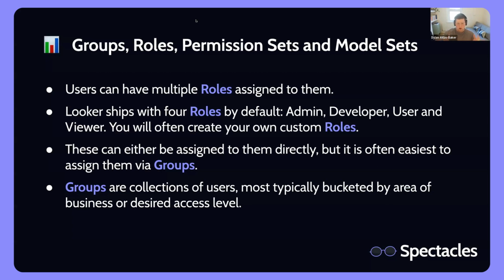Groups in Looker, if you're not familiar, are collections of users. Typically, they're going to be bucketed by area of business or desired access level. So maybe it's regions, maybe it's sales, marketing, engineering. Maybe it's just desired access level.